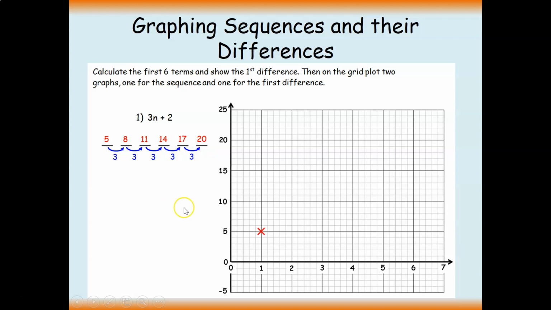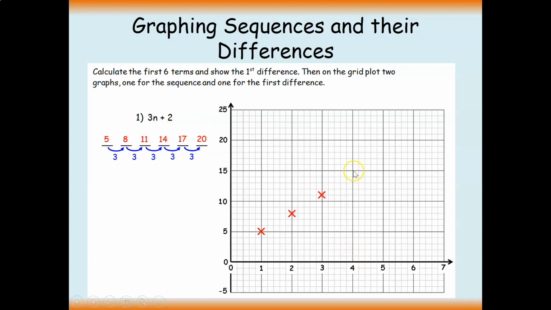Now let's plot the points. First term means 1, 5. So that's the point. Second term means 2, 8. So this is the point. Third term, 3, 11. So this is the point. Our fourth point, 4, 14.